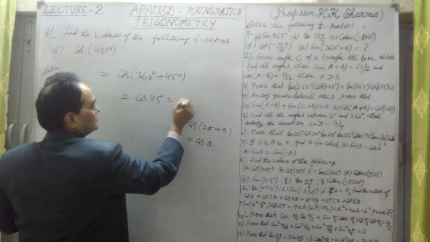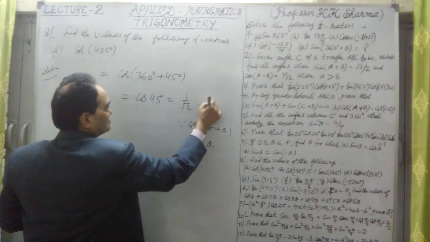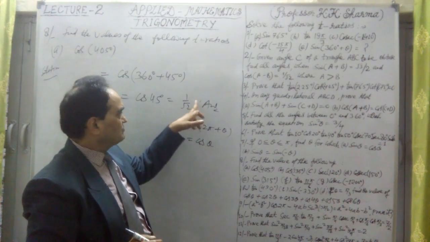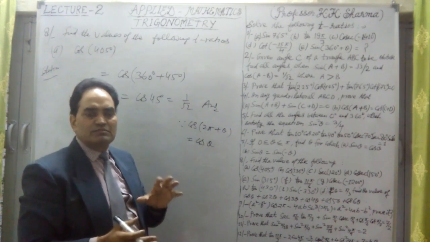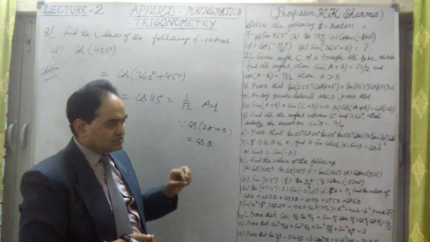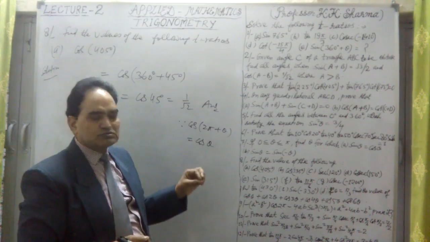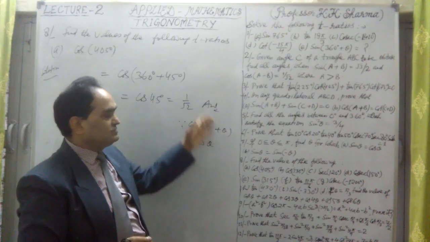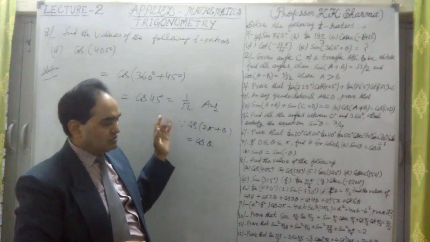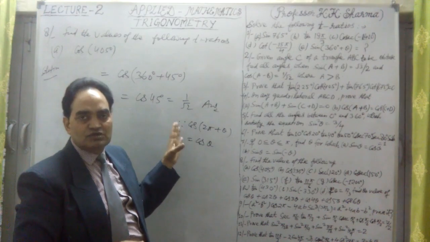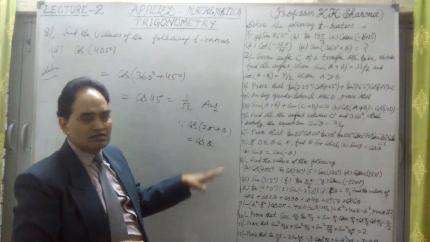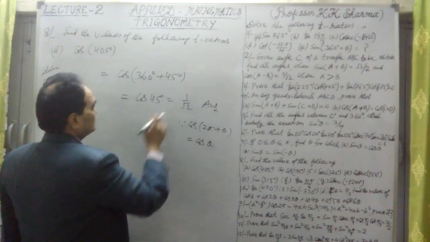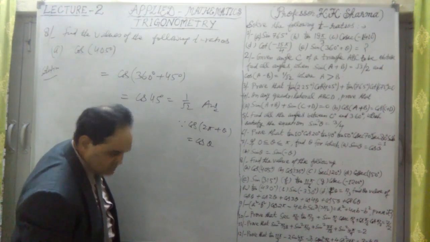Cos 45 degrees is 1 upon root 2. These values of angles are noted down initially. Please remember them, because that saves time. Otherwise, while solving a question, recalling the values of angles may take time. So we have to remember the values of sine, cos, tan, every trigonometric ratio of different angles. Up to 90 degrees we remember them, and it is easier. So this value 1 upon root 2 is of cos 45 degrees. The first part is done.